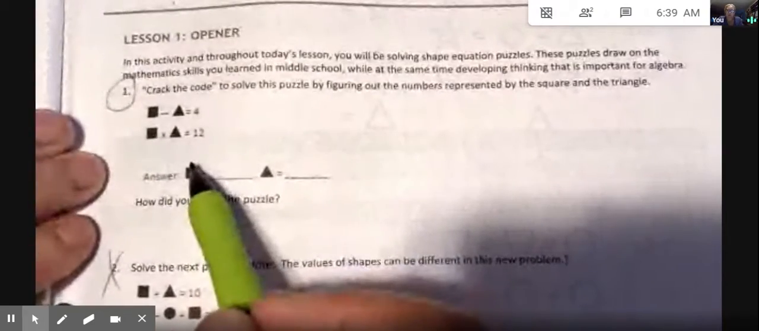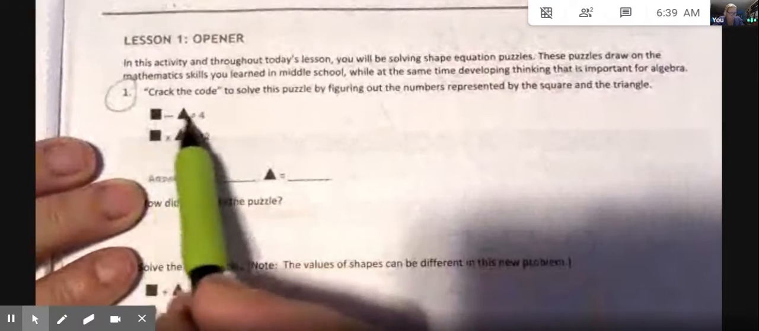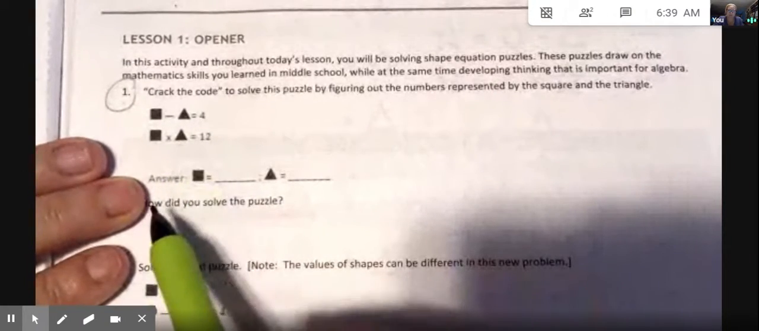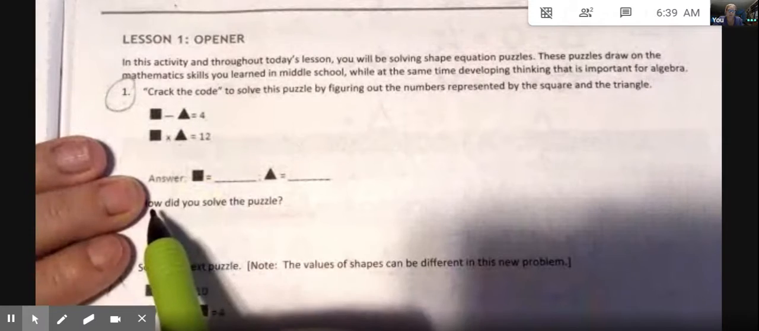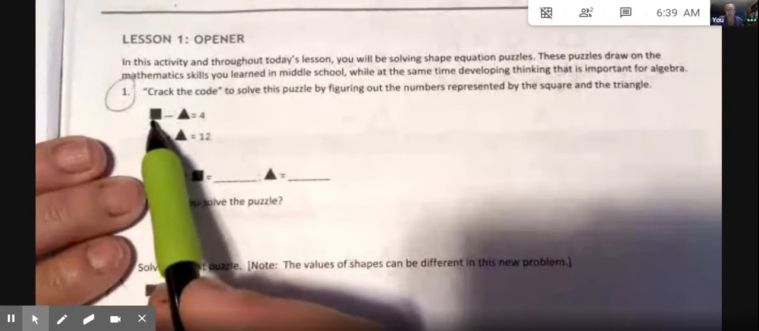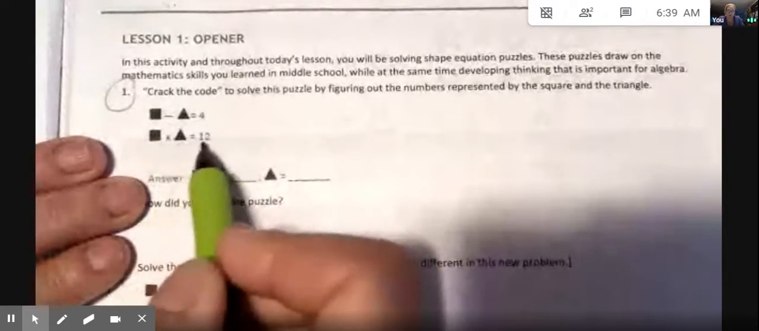All right, for number 1, we've got a square and a triangle. When you subtract them, you get 4. And then a square and a triangle, and when you multiply them, you get 12. So these could be like any numbers. We could have a million minus something to get 4. So let's take a look at this.